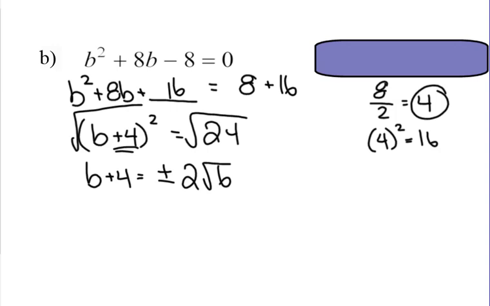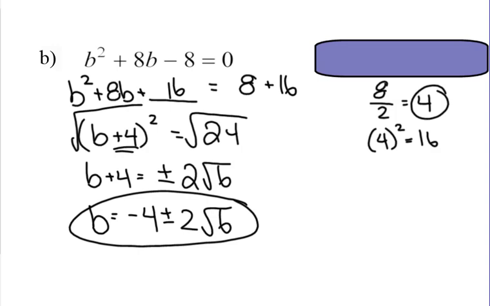So then when we solve, we would have b is equal to negative 4 plus or minus 2 root of 6. We can't simplify that anymore. That's our final answer.